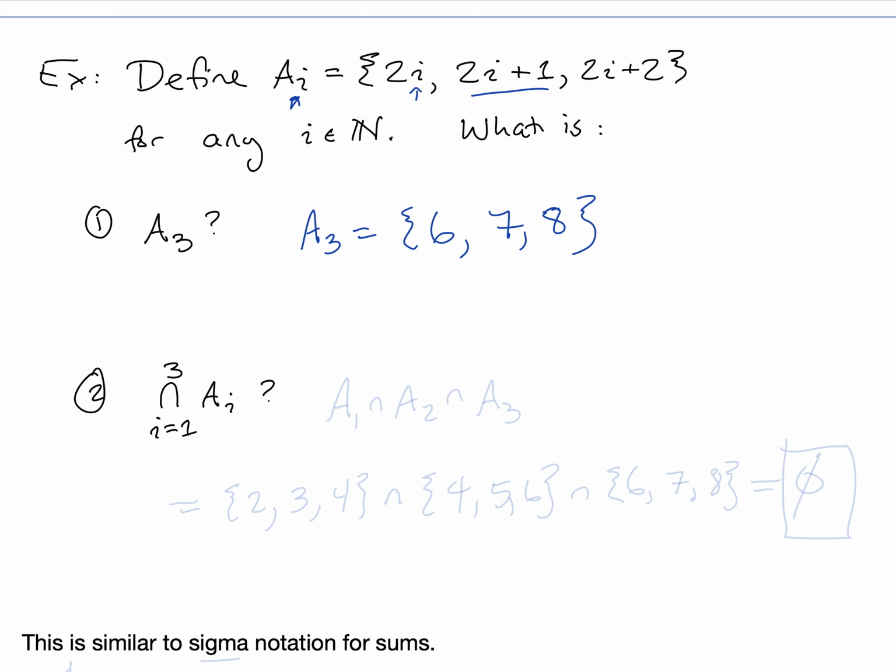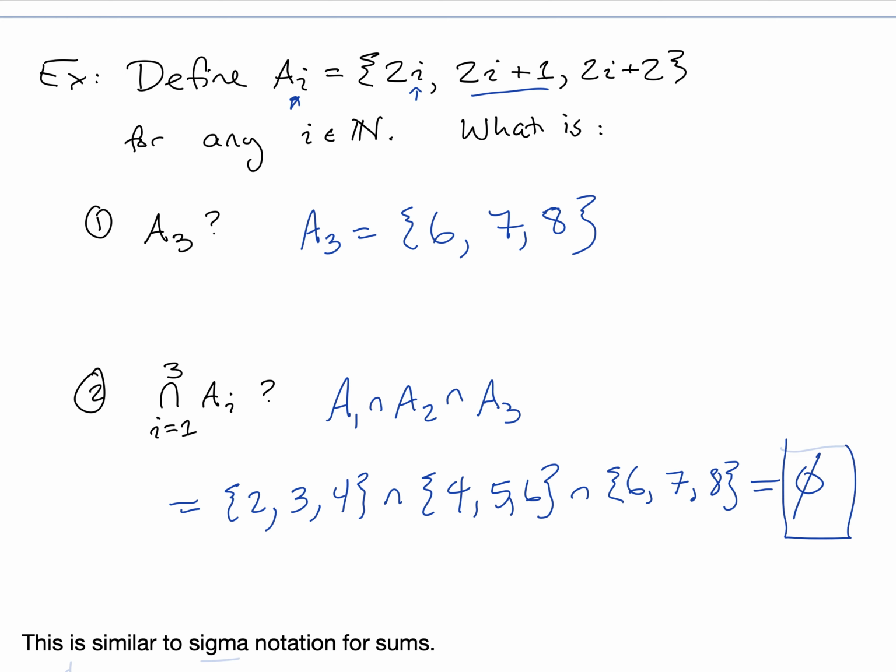How about the intersection of these sets? So A1 intersected with A2 intersected with A3. A1 is the set 2 times 1, 2, 3, and 4. Intersected with A2, which is the set 2 times 2 is 4, 5, and 6. Intersected with A3, as we saw above, that's 6, 7, and 8. And we see that there are no elements in common with those three sets that are in each of those three sets. And so the intersection would then be the empty set.